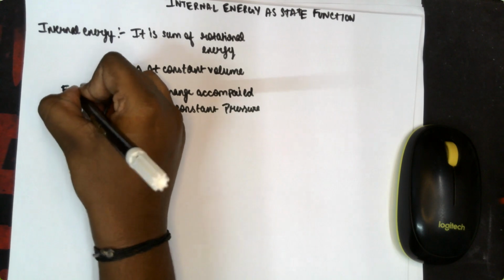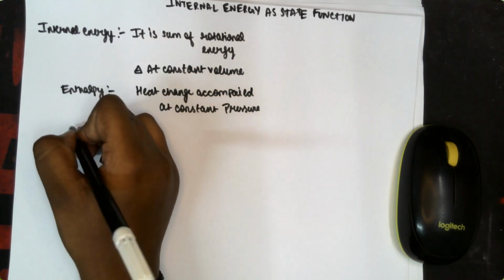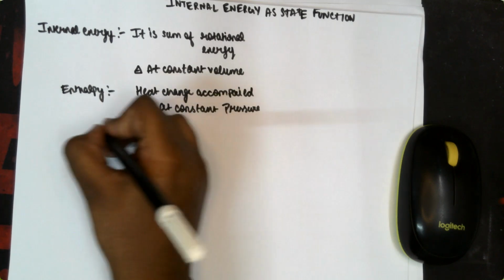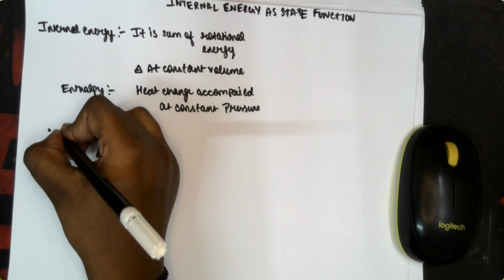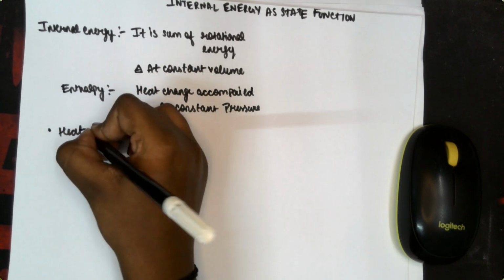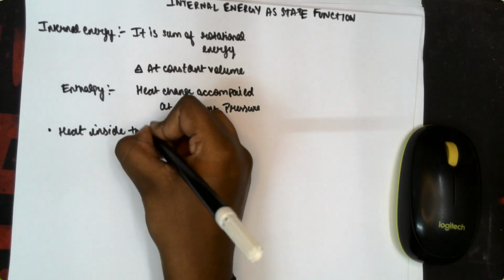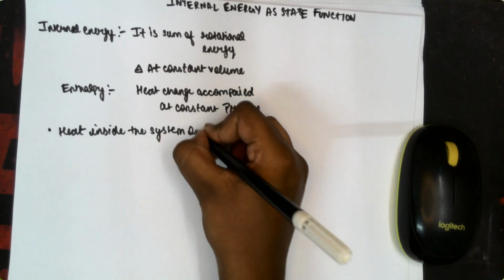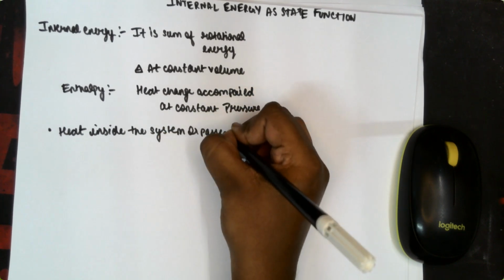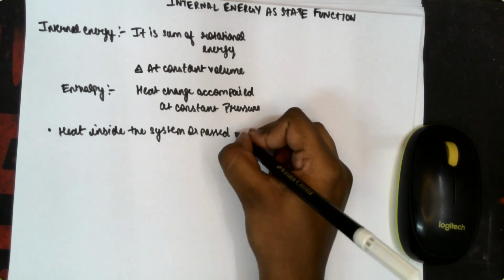Now, in thermodynamics, this internal energy change takes place when heat is passed into the system or out of the system. When I say heat is passed into the system, it means heat absorbed by the system. Got this point? And heat is given out by the system. So heat absorbed by the system is called an endothermic process.